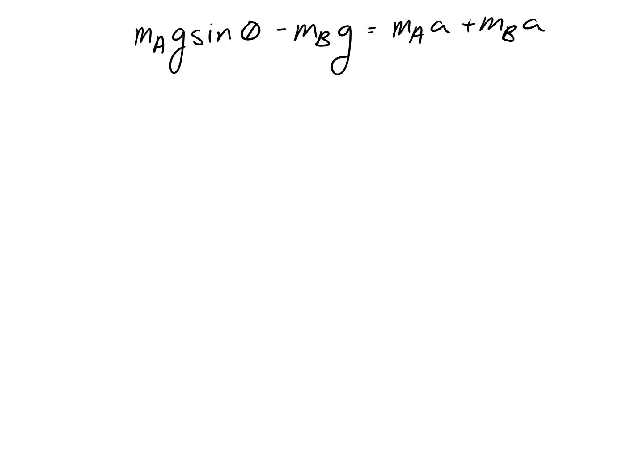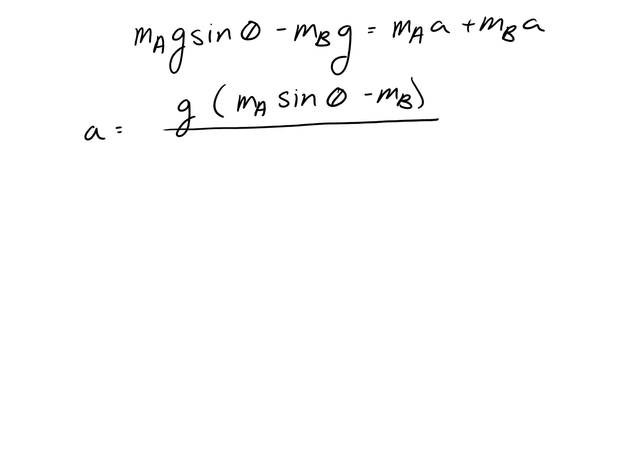I can simplify this down to solve for the acceleration. I'm going to have mass of A times sine theta minus mass B, that quantity multiplied by the acceleration due to gravity, divided by mass A plus mass B. I was given mass A, I was given mass B, I'm given my theta value, I know what g is, I can go through and solve. So I'm going to have 9.8 meters per second squared.